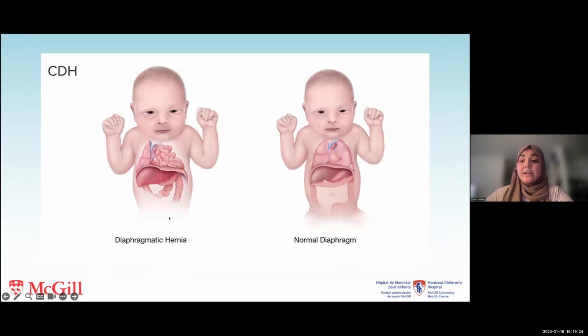For the diaphragmatic hernia, this is a congenital defect with a hole in the diaphragm, allowing organs to move into the chest, affecting lung development and causing breathing difficulties at birth. And about 1 in 3,600 babies are affected with a diaphragmatic hernia, often associated with other conditions.